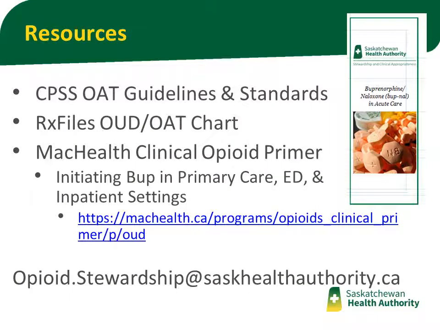I also wanted to provide some resources in case someone wanted to do a little bit more learning on their own. There is this buprenorphine naloxone in acute care pamphlet. If you don't have it, you can ask your nurse educators, and if they don't have it, they can contact the Opioid Stewardship Program to get some copies. The College of Physicians and Surgeons has their own guidelines and standards for opioid agonist therapy, so it's a very comprehensive guide. There's lots of information in there. RX Files has an opioid use disorder opioid agonist therapy chart that can be found online.